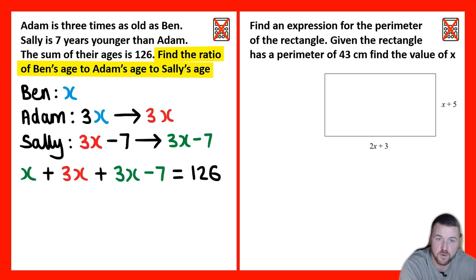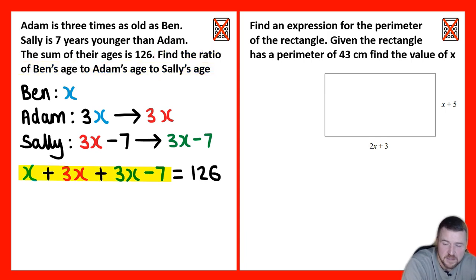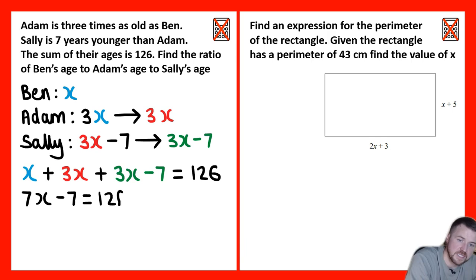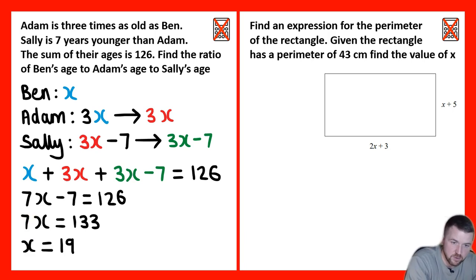To find the ratio of Ben's age to Adam's age to Sally's age, it would be good to know what their individual ages were to start off with. We can do that by simplifying the left-hand side of the equation and solving to find x. x plus 3x plus 3x is 7x. And subtracting 7 is equal to 126. Adding 7 to both sides, 7x is equal to 133, and dividing through by 7, x is equal to 19.